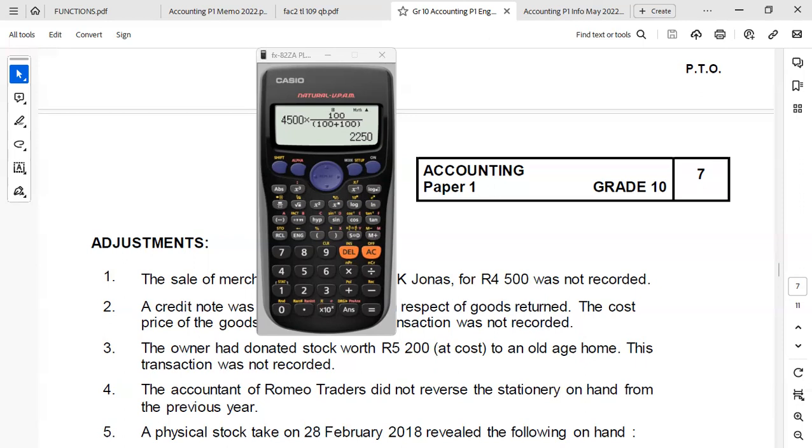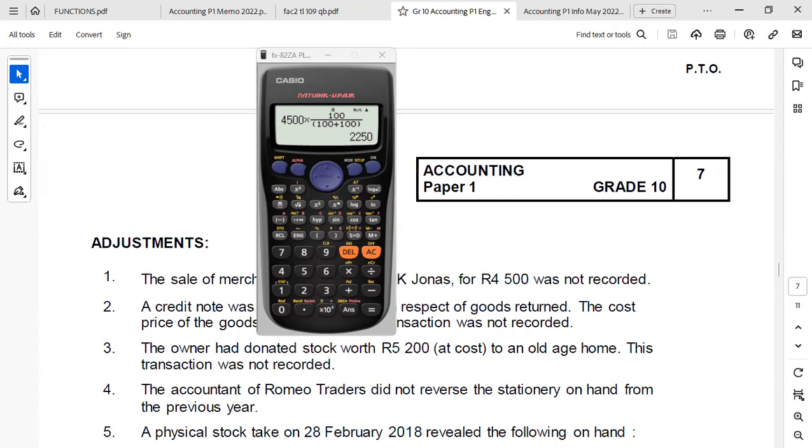That 2,250, you are going to add to the cost of sales amount and subtract from your trading stock. I just wanted to get the memo for this so that you can see what I am talking about. It's a November paper. Oh no, I don't have the memo to this.